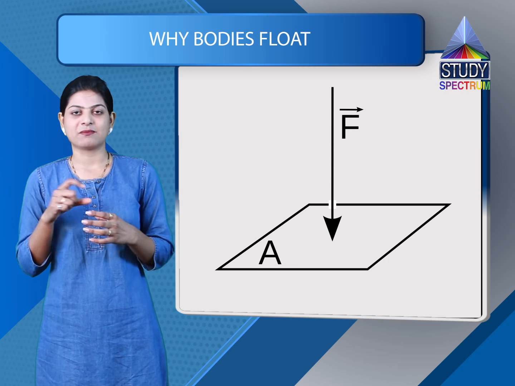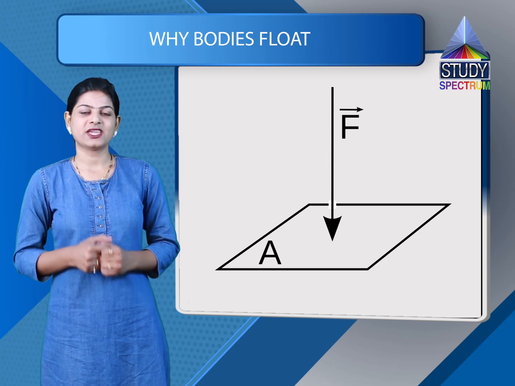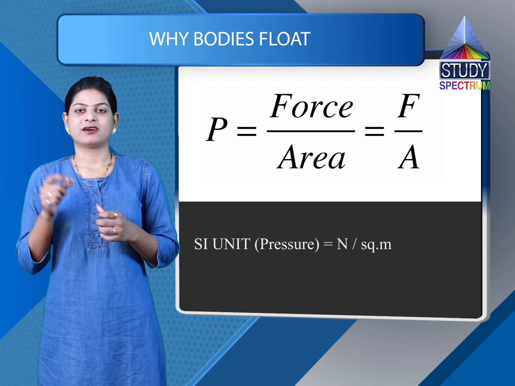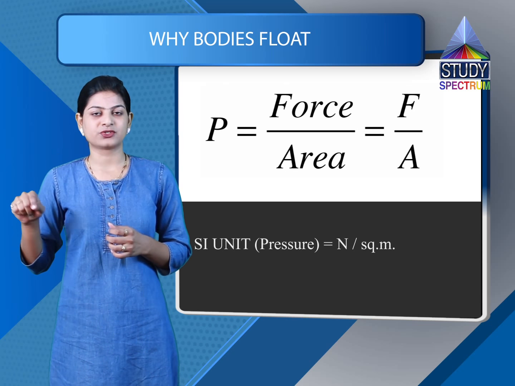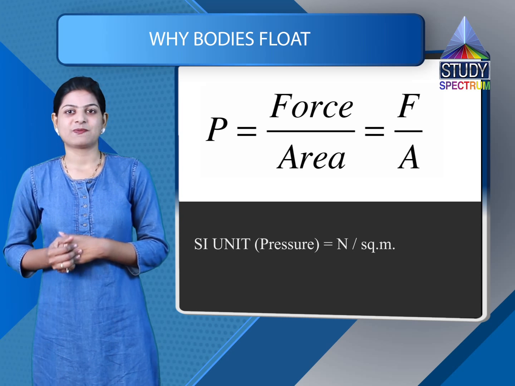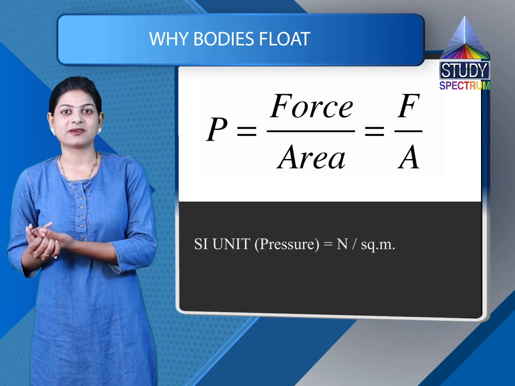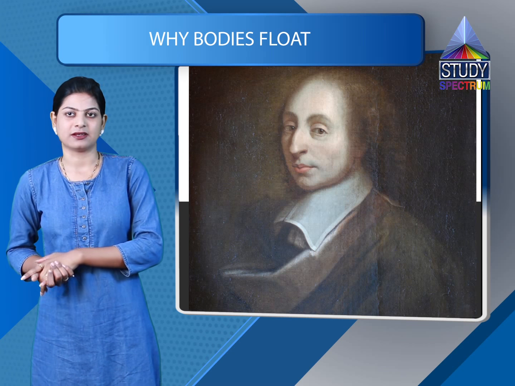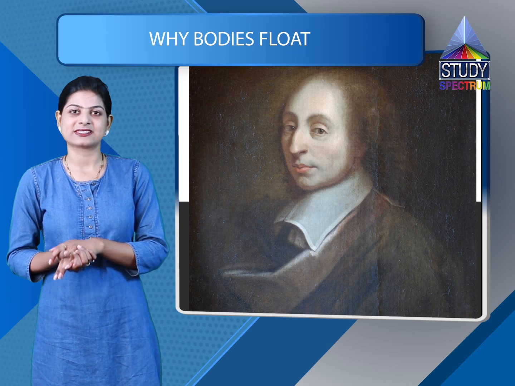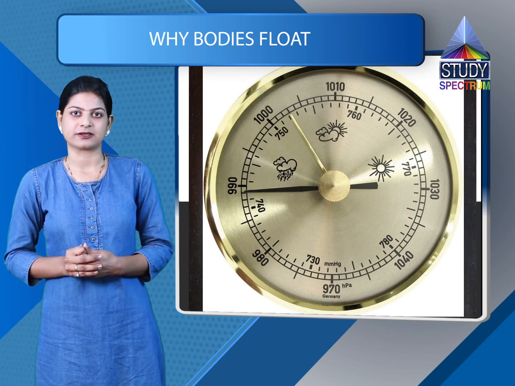Mathematically, we can say pressure is equal to thrust upon area. The SI unit of pressure is Newton per meter square, where thrust, which is the force, is in Newton and meter square is the area. It is also called Pascal, as the term pressure was given by Pascal, the famous scientist and mathematician. Pascal also gave the unit of measurement of pressure, and the instrument to measure pressure is called barometer.